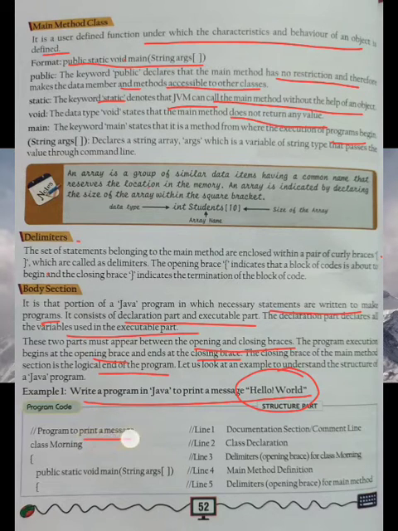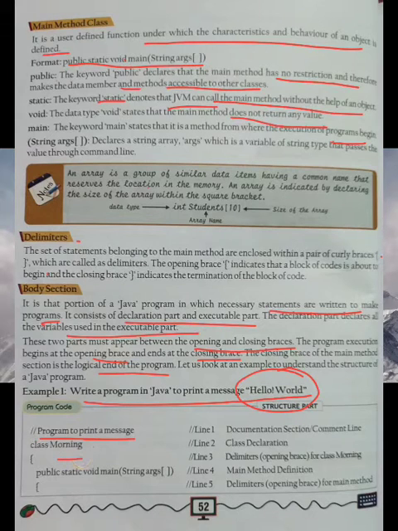First it is the documentation section. Here a comment is given within the double slash: program to print a message. This is the comment, or you can say documentation section. It is not mandatory, it is optional. If you want to give, you can give. If you don't want, you need not give.